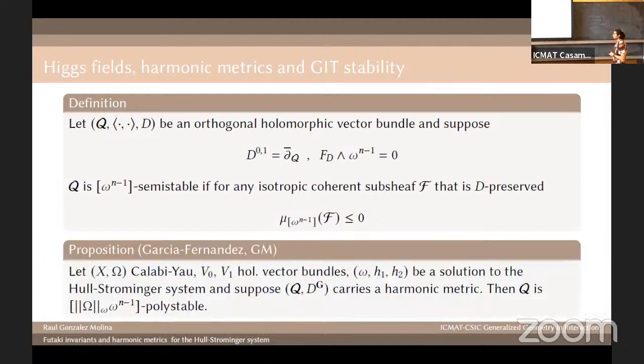This is the definition, a proposal for semi-stability, and then stability and polystability are defined in a similar manner. Sorry, what is D? D is a connection that I have in the data, and I ask that this connection has 0,1 part recovering the holomorphic structure and is Hermitian-Yang-Mills with respect to some balanced metric. So that means that the stability condition is not purely holomorphic? What do you mean? You're asking for it to be preserved by a unitary connection. It's not unitary. No, it's pseudo-harmonic, it's a complex connection. Is it a holomorphic connection? You ask if this is integrable. It's not holomorphic. No.